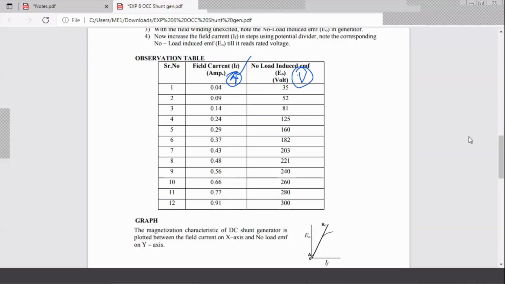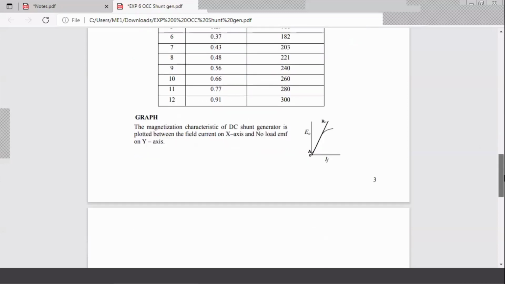And finally, once you get this observation table, you have to draw the graph between E versus IF, where IF is on the x-axis and E is on the y-axis. Is it clear to all? So this is a very simple experiment.